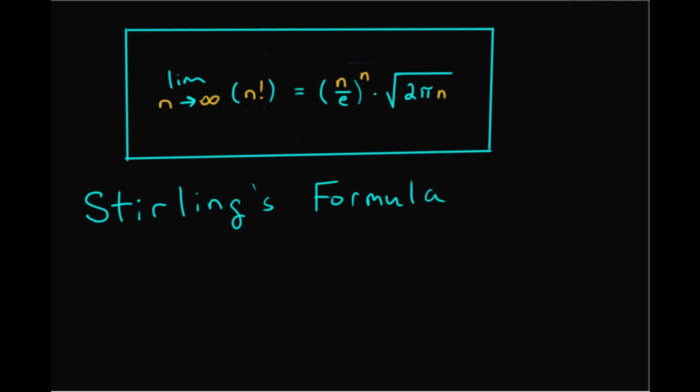If you were writing a computer program and you wanted to compute, say, 1,000 factorial, instead of having the computer carry out 1,000 multiplications, 1,000 times 999 times 998, and so on, you could just have the computer use Stirling's formula and very accurately estimate 1,000 factorial with just a handful of calculations.